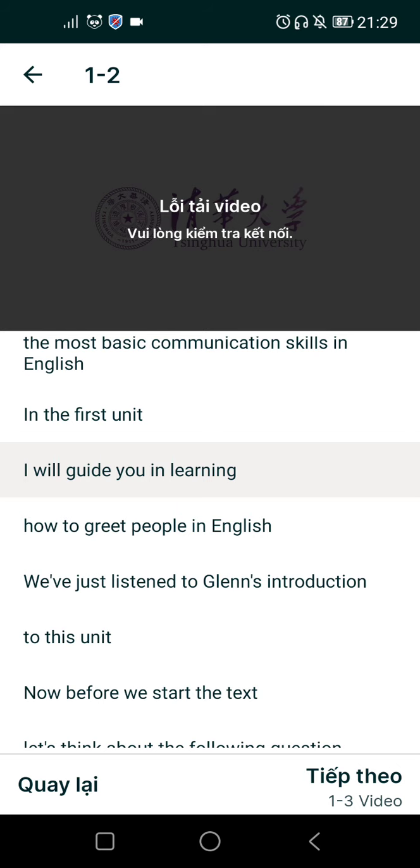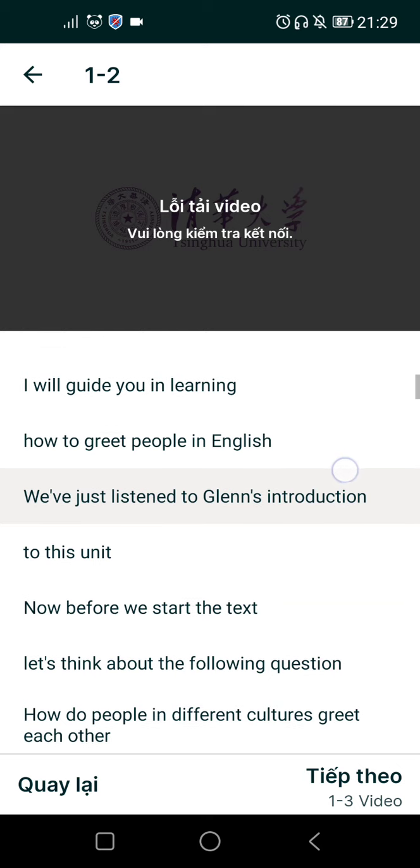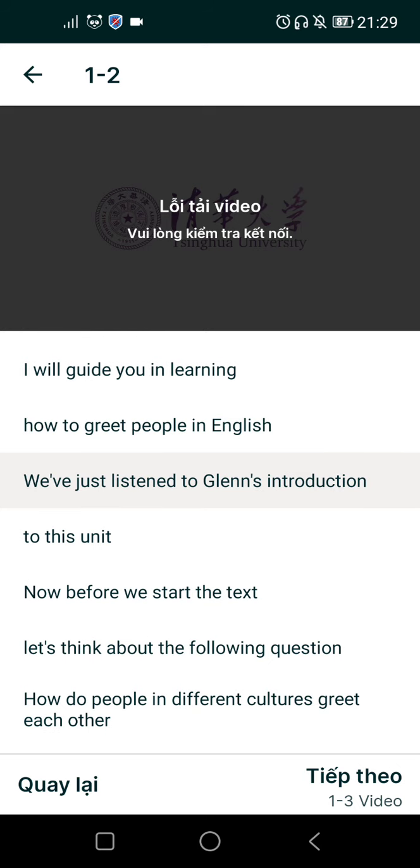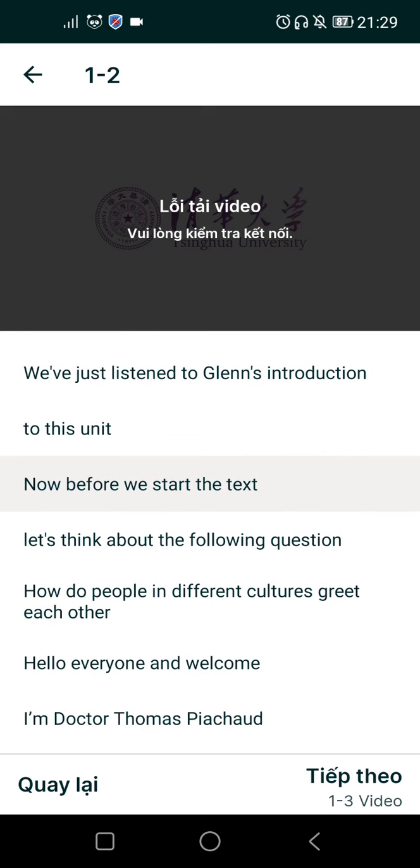We have just listened to Glen's introduction to this unit. Now, before we start the text, let's think about the following question. How do people in different cultures greet each other?